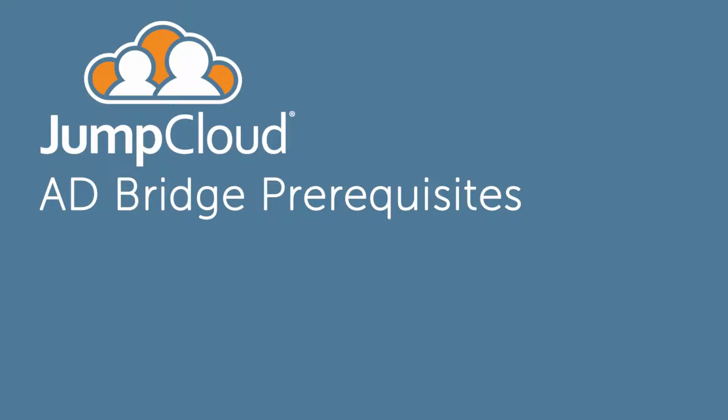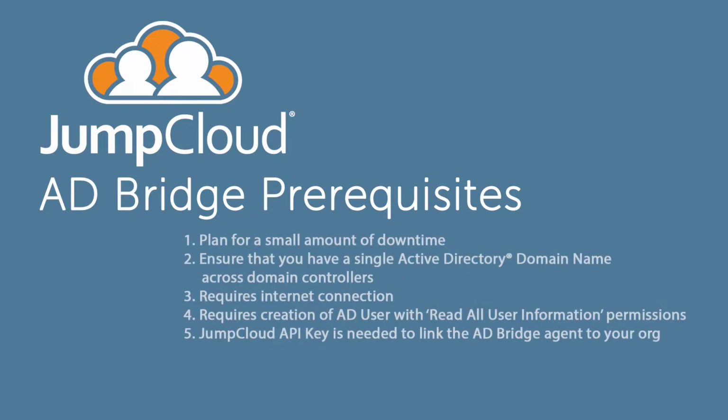To begin this video, I want to first cover some prerequisites before we get underway. Installing the AD Bridge agent on your domain controllers will require a little bit of downtime, as the installation does require a reboot. In addition, you will need to ensure that you have a single Active Directory domain name across your domain controllers. Further, the JumpCloud agent does require internet connectivity and the creation of an AD user with read all user information permissions. And finally, we'll be providing the JumpCloud API Key, which is leveraged to link the AD Bridge agent to your org.